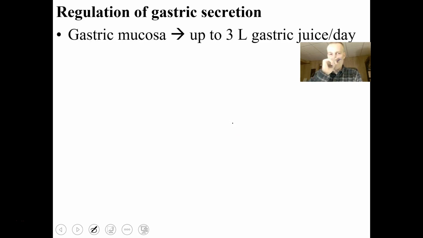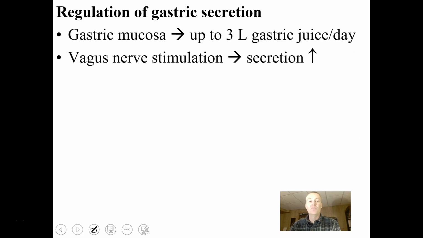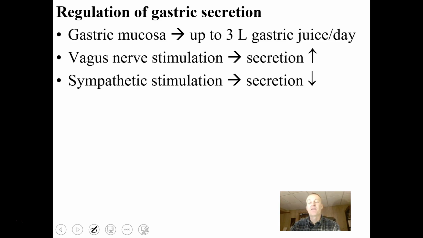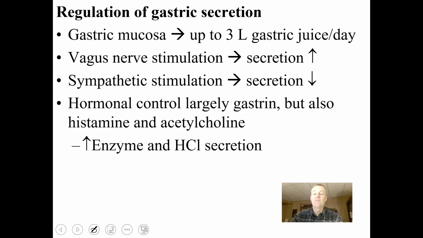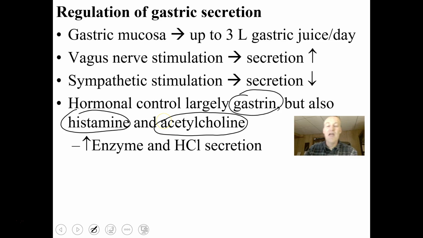So we do have a tight regulation of gastric secretion. We create about 3 liters of gastric juice per day from the gastric mucosa. The vagus nerve, under the activity of the parasympathetic nervous system, will increase the secretion of gastric juice. The sympathetic stimulation will decrease the secretion of gastric juice. Also, gastric juice will be secreted under hormonal stimulation, so mainly the hormone gastrin, but also histamine and acetylcholine can be activators of gastric secretion. So those particular 3 hormones will increase enzyme and hydrochloric secretion.